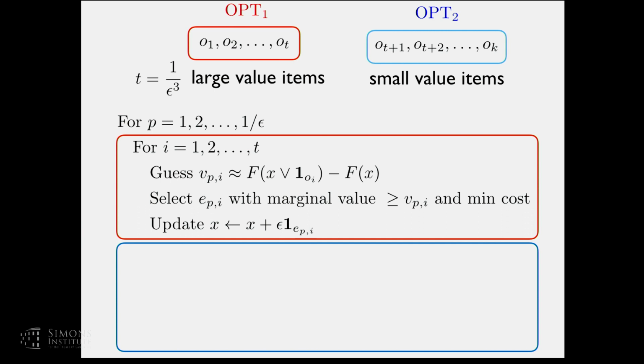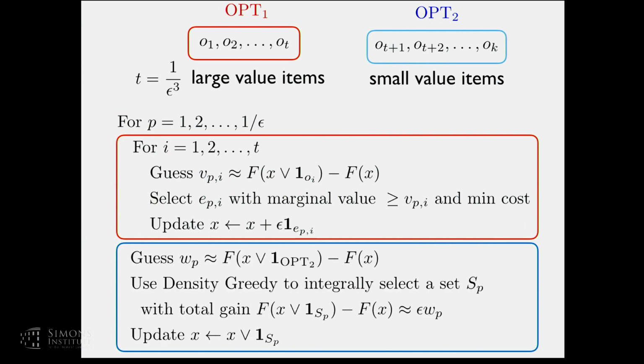For OPT 2, we can no longer afford to guess the individual marginal gain of each of the items in OPT 2, because there are simply too many of them. So instead, we guess the total marginal gain that OPT 2 has on top of the fractional solution. This is the gain. If we were to add all of OPT 2 on top of our fractional solution, this is how much we would be getting.